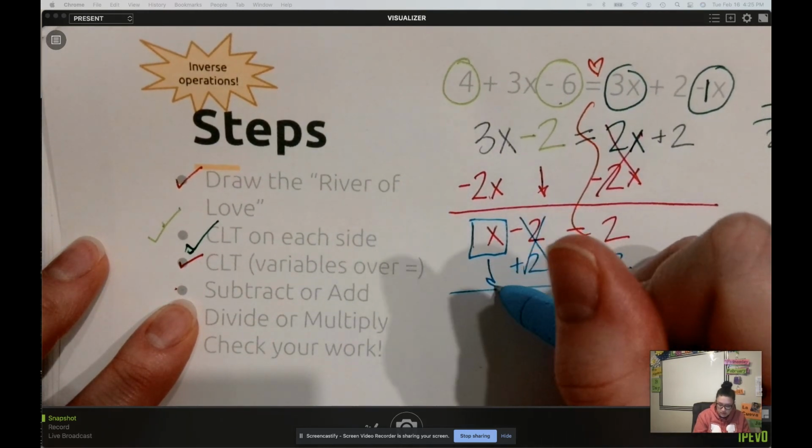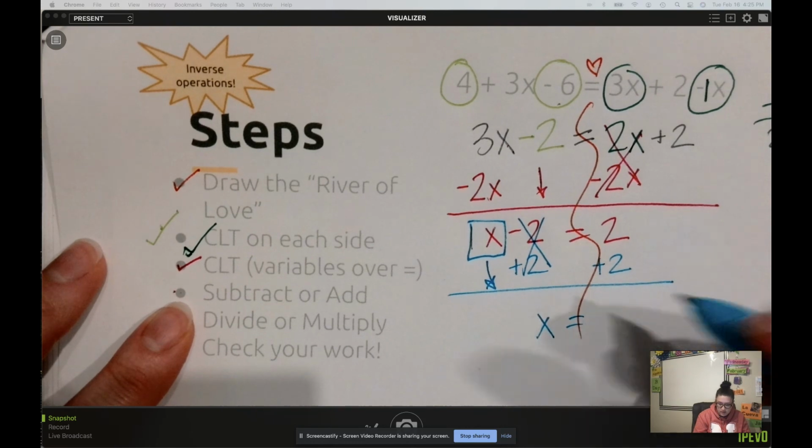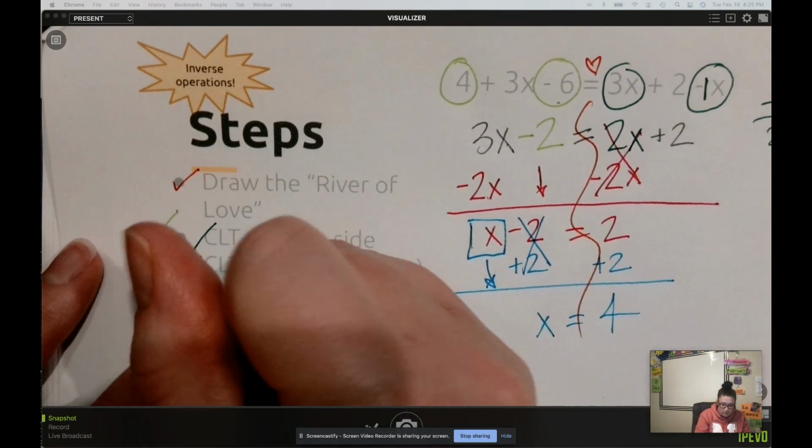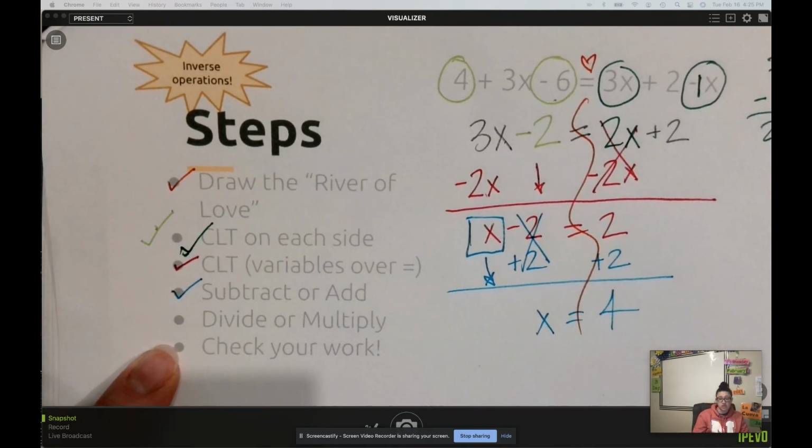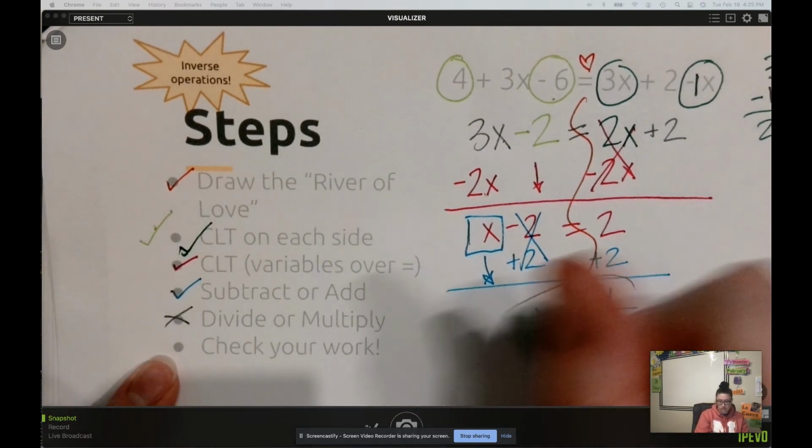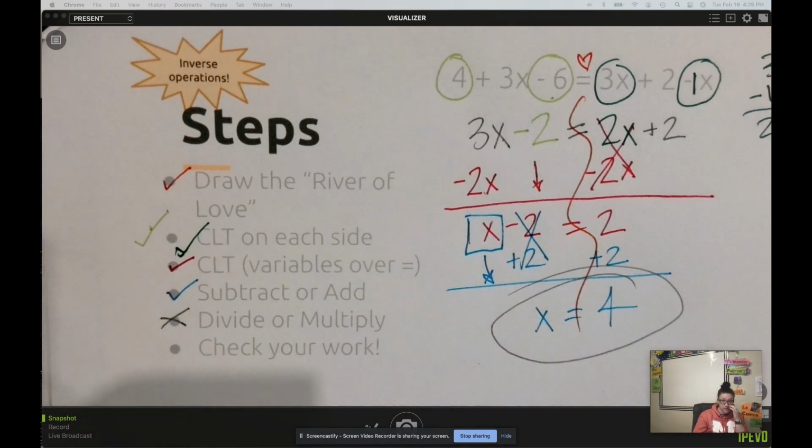Those 2's cancel. I bring down my x. 2 plus 2 gives me 4. There's no division or multiplication to do here. That's our answer. X equals 4.